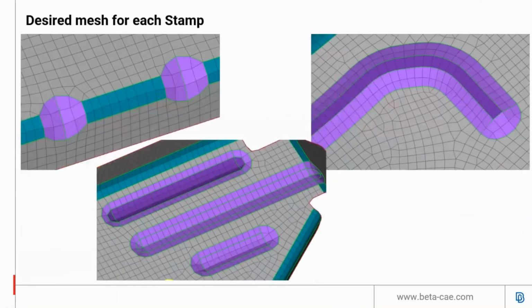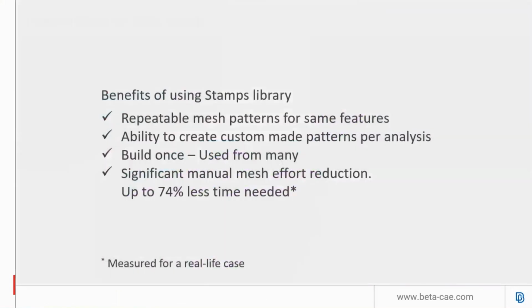Some more examples of perfect mesh on stamps using the library. Let's see the benefits of using the stamps library. Repeatability is achieved with the mesh patterns for the same features. Ability to create custom-made patterns per analysis. It can be built once and used for many other parts. This significantly reduces the manual mesh effort, and with the statistics, we can conclude that it takes 74% less time than needed.